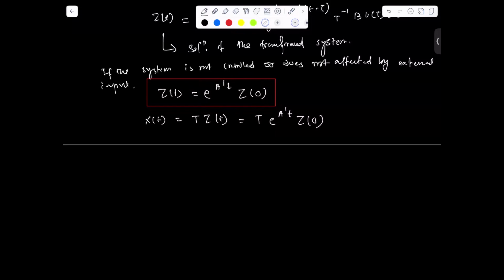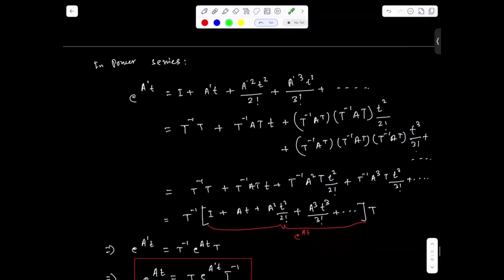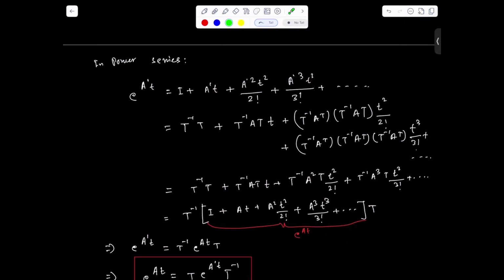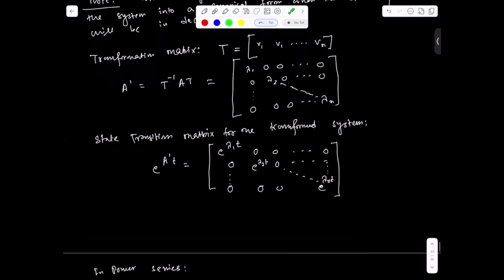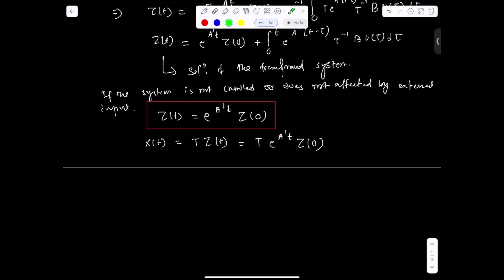Also, we found the original system solution. So this is very important: how we can find the diagonalized system, how we can find the solution of the diagonalized system, and how eigenvectors and eigenvalues are very important parameters for finding the linear transformation matrix. So let's stop it here. We'll continue from the next lecture, where we'll have an example on this particular topic. Thank you.